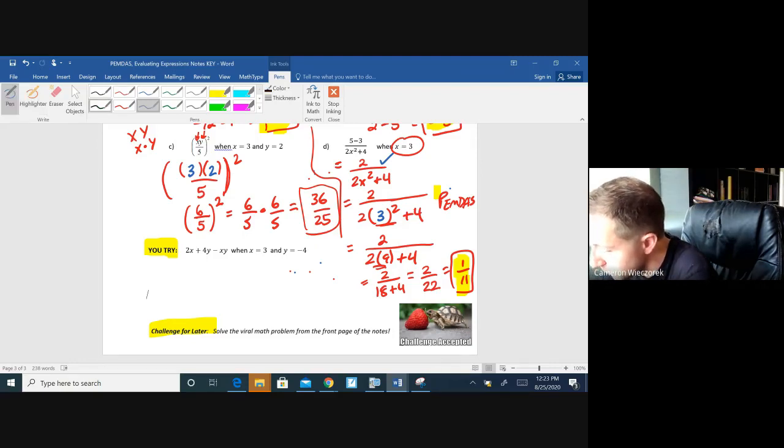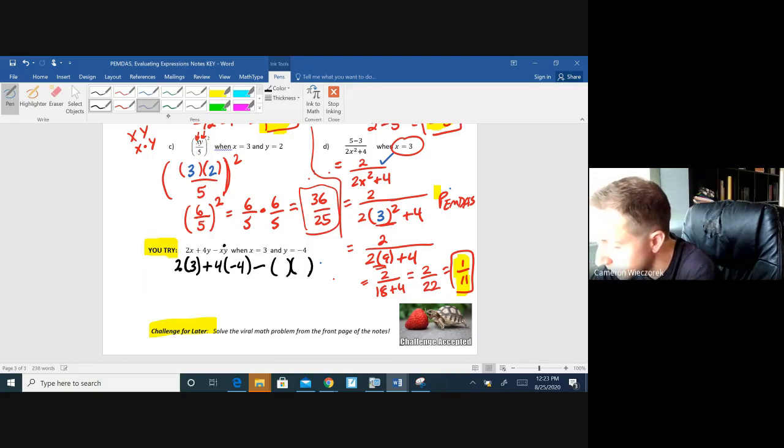All right, so subbing in for this one, you have x's and y's. Everywhere I see x, I'm substituting in 3. I got 2 times 3. In for y, I'm substituting in -4. So 4 times -4. And then here, there's the imaginary dot you don't see. X times y means you have to sub in 3 for x, -4 for y.